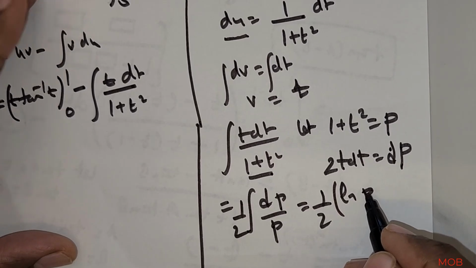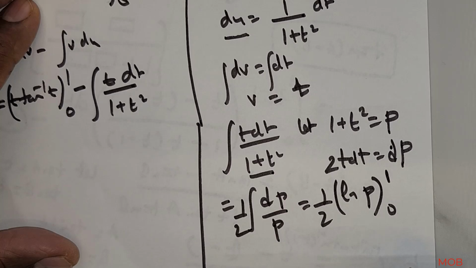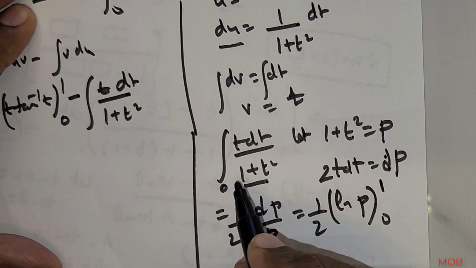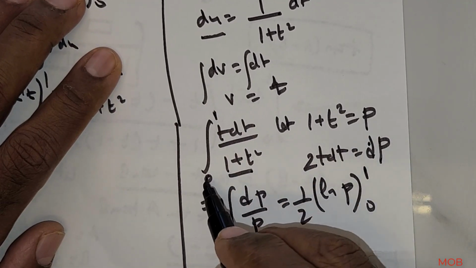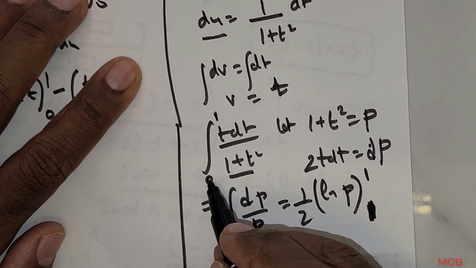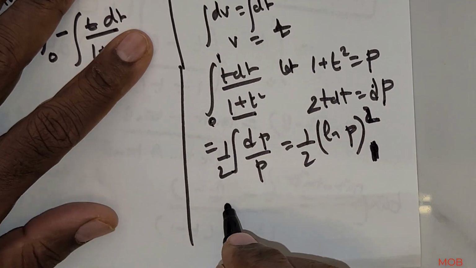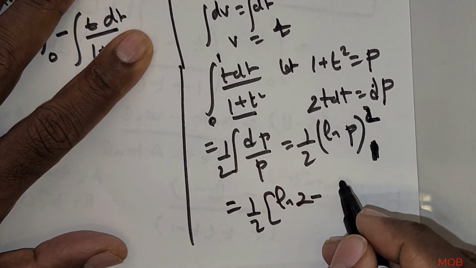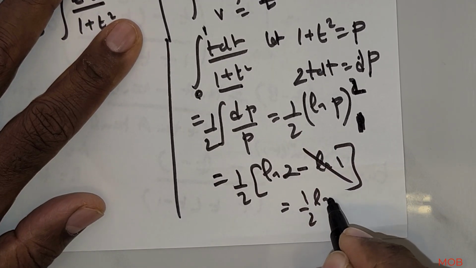So the limits are there, right? The limits are 0 to 1. So we will have to substitute the limits. The limits have to be changed, isn't it? Because when I substitute 0, I get 1 here. But when I substitute 1, I get 1 positive 1, 2. So this is going to be 1 over 2. I substitute the upper limit, I get ln 2. I substitute the lower limit, I get ln 1. Now my ln 1 goes off, this is 0. So this is going to be 1 over 2 ln 2.